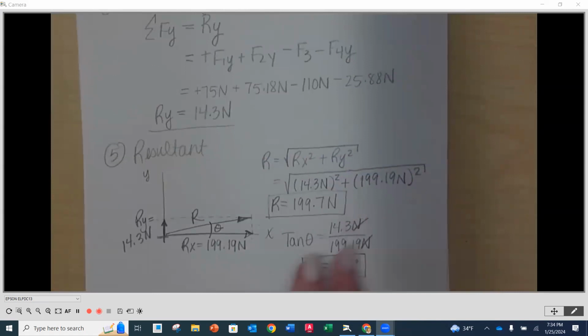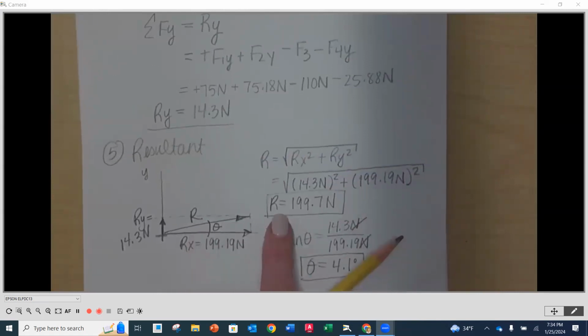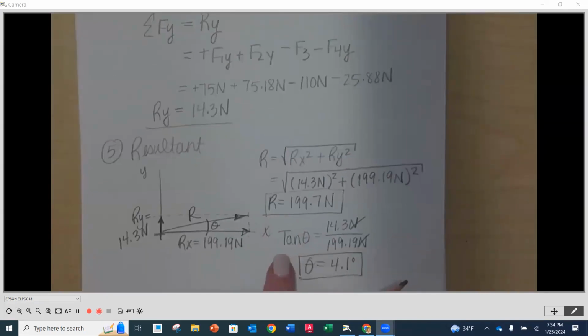I use those X and Y components to draw the diagram of my vector for the resultant, calculate its magnitude, and then find the angle, in this case, theta.